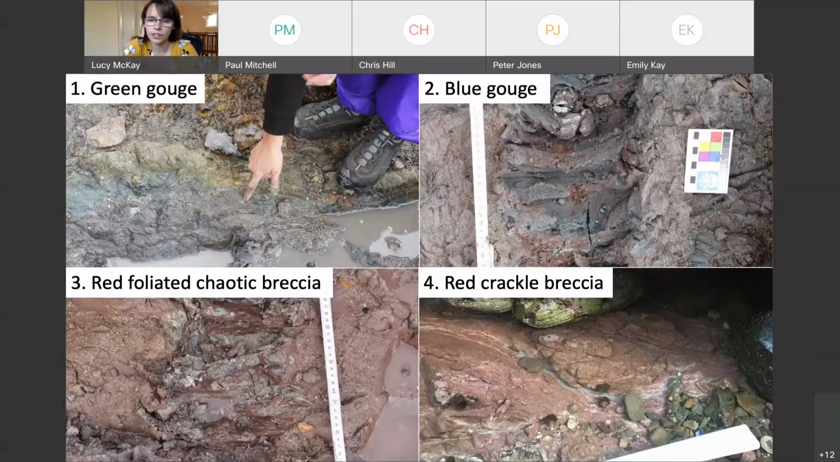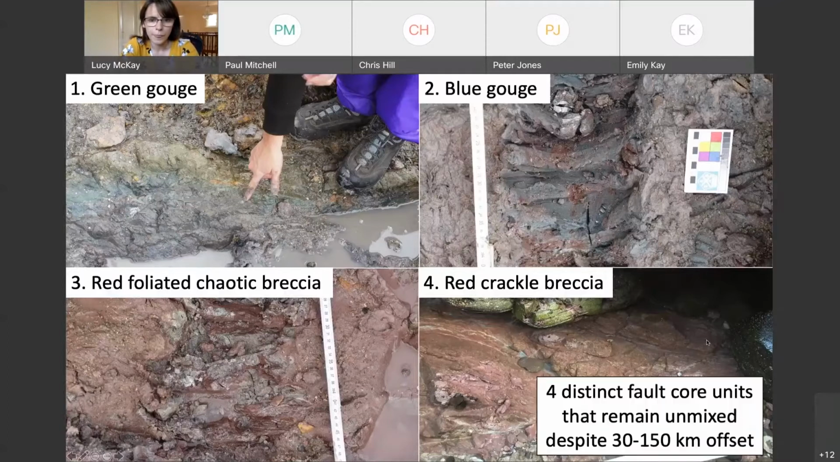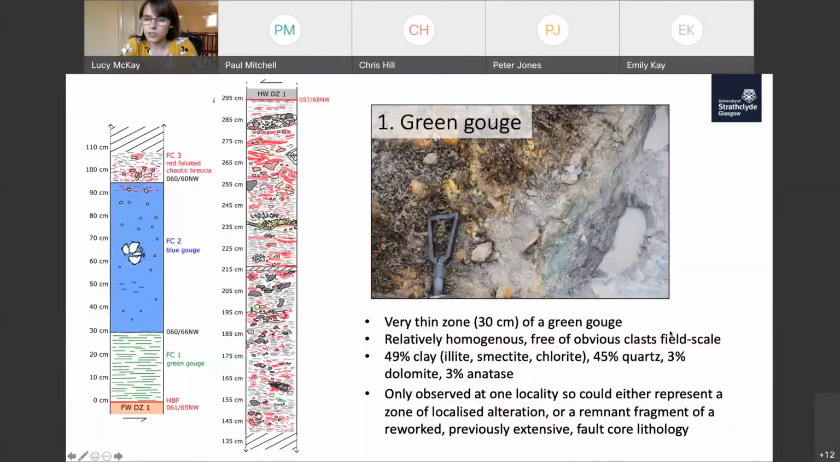And you get localised pods of the red foliated chaotic breccia found within the blue clay, but overall they remain unmixed. So I'm just now going to go through and describe each of these units individually. And it just highlights that the units remain unmixed despite it being such a large offset fault. So starting with the green gouge.